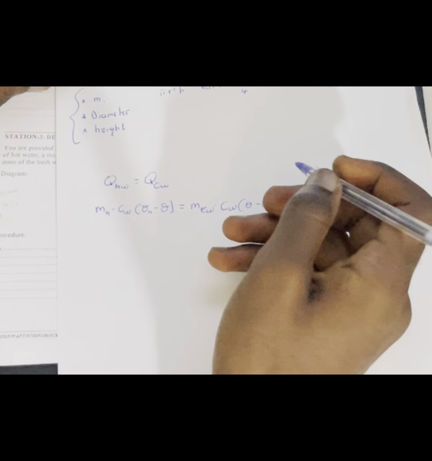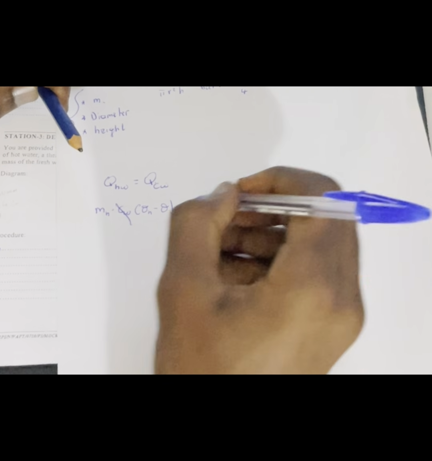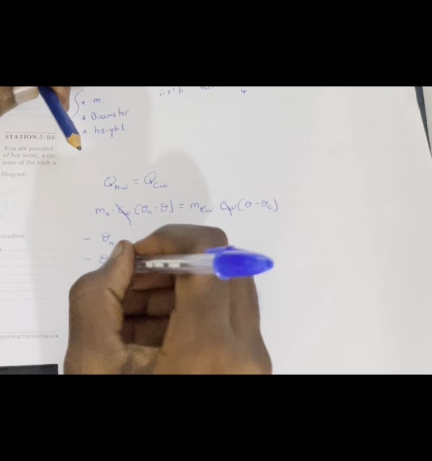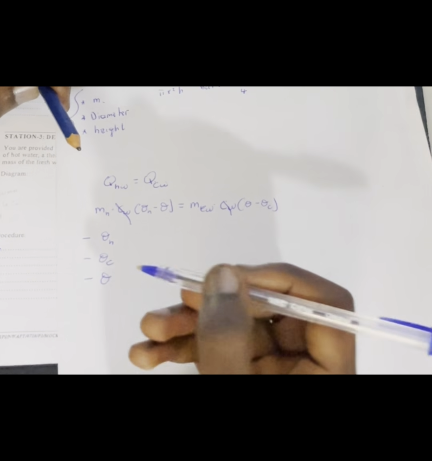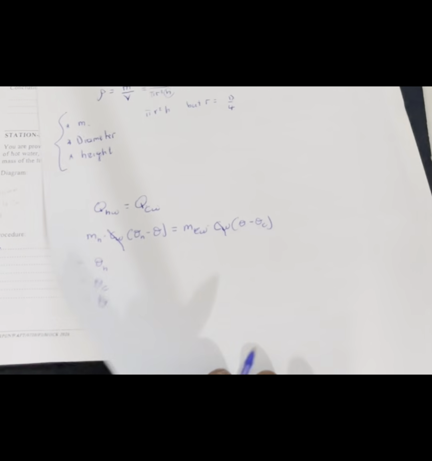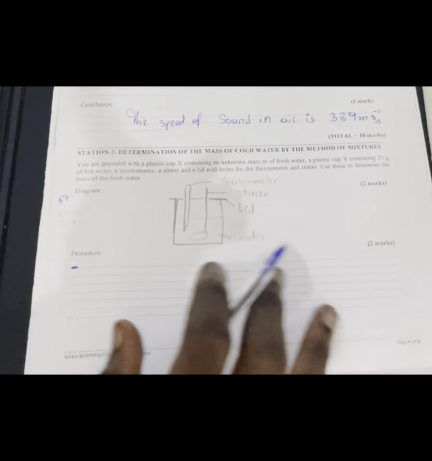So we see that here, this one will cancel. I will need to measure theta of hot water. I will need theta of cold water. I will need theta, the final temperature of the mixture. So those are the three parameters I need for this experiment. When already you know that, from there you can come up with your procedure.